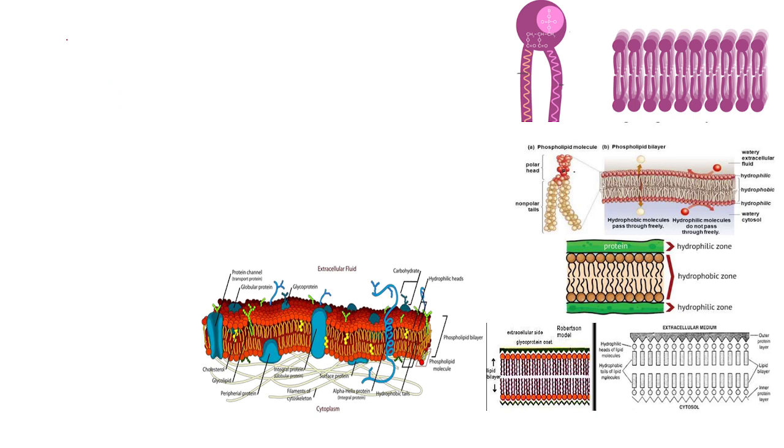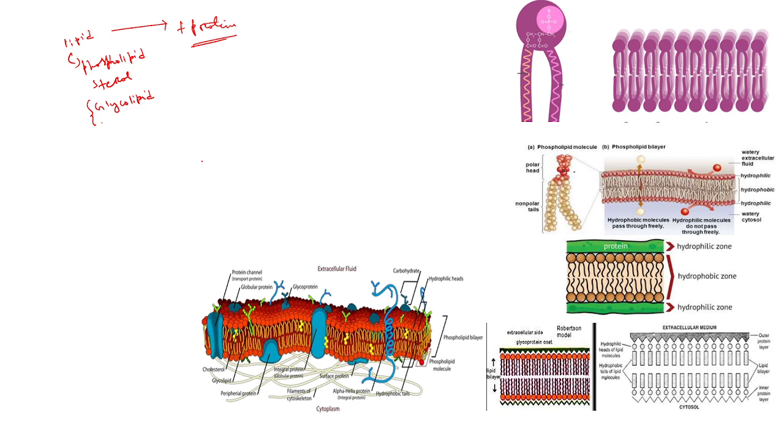So one is the lipid part. In the lipid part, one is the phospholipid, another is the sterol, another is the glycolipid. What is the glycolipid? We will know after some time. Okay, this is the lipid part. So in the plasma membrane, lipid plus protein is also present.